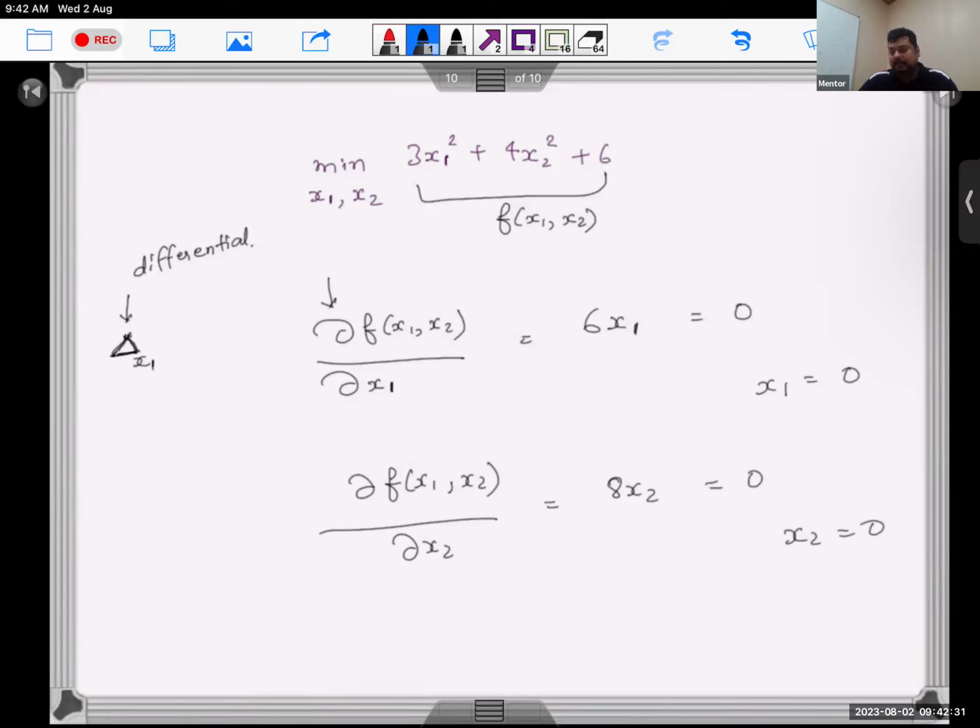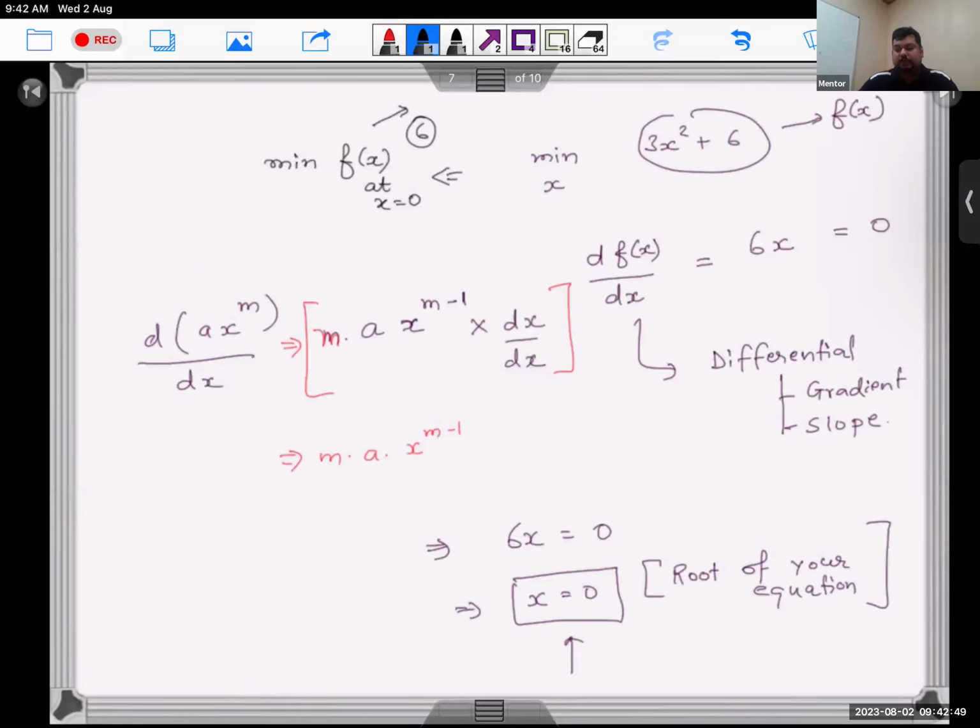My next question is, if I put a constant outside. Sanatan, how are you considering that as 0, like 8x2 is equal to 0? See, how do we find the root? We equate the differential to 0, right? Look at the last step that I did. How did I find that the root of this equation 3x squared plus 6 was 0? I equated the differential to 0, right?